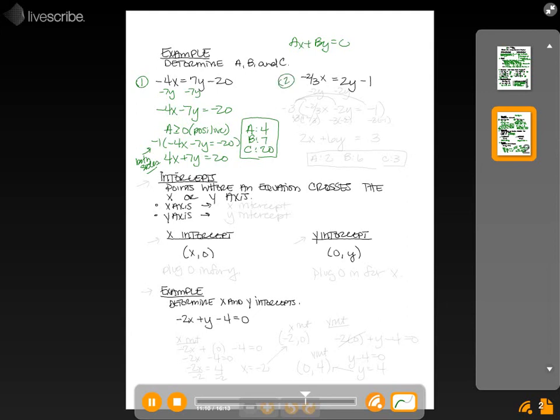All right, let's look at example 2. We have -2/3 x equals 2y minus 1. Same idea we started with on the last one. x and y need to be on the left together, so let's subtract 2y.